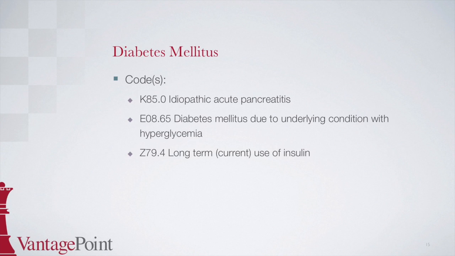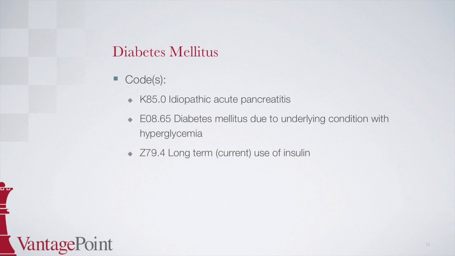The first code is K85.0, acute idiopathic pancreatitis. Remember that for secondary diabetes due to an underlying condition, the underlying condition is coded first. To locate this code, go to pancreatitis in the alphabetic index, and the next heading is acute. Indented below acute is the term idiopathic, which points to K85.0, which you would then confirm in the tabular. The second code is E08.65, diabetes mellitus due to underlying condition with hyperglycemia.